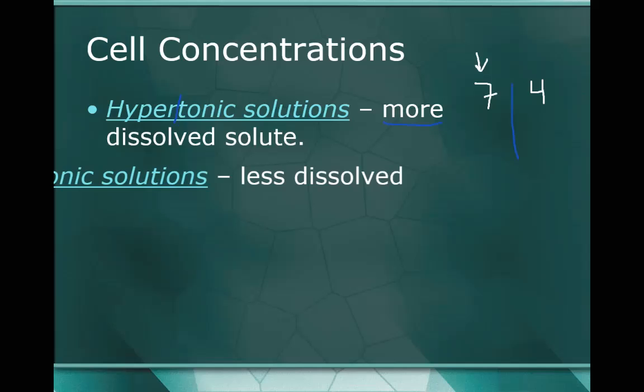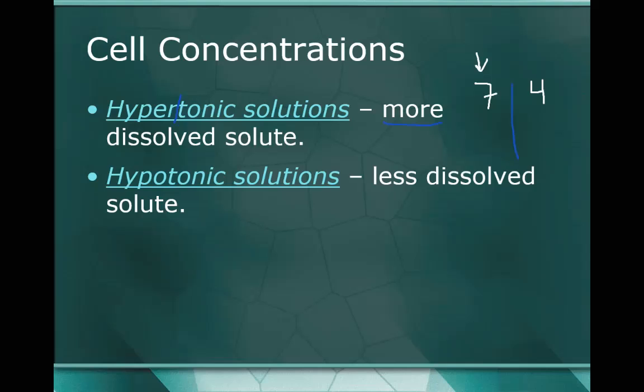Now, we also have the term hypotonic, okay? When we take a look at hypotonic, hypotonic, let's separate that, is less dissolved. So in this same situation, while the 7 side was the hyper, the 4 side is going to be the hypotonic, okay? So we have hyper, and we have hypo. Okay. So the side with more is hypertonic, the side with less is hypotonic.